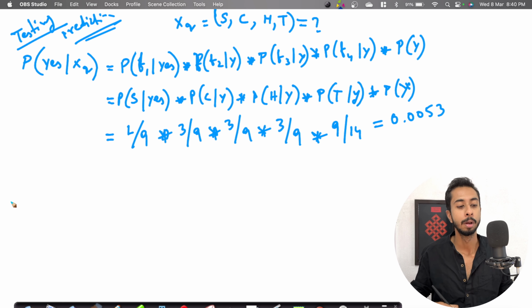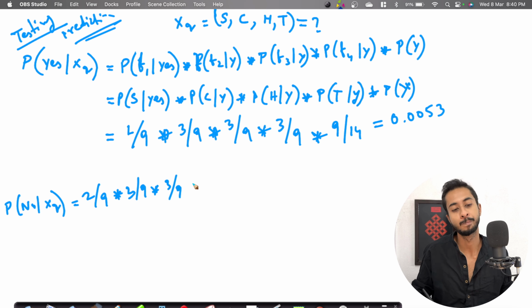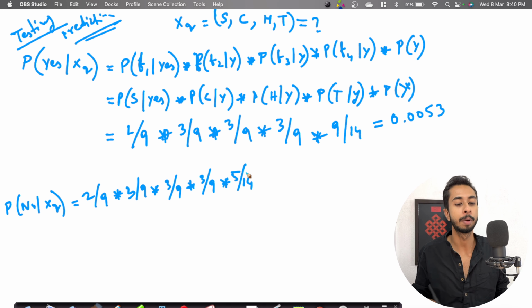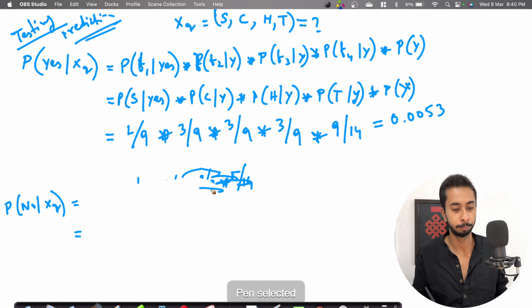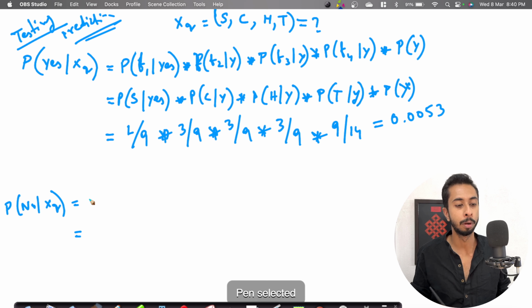0.0053. In the same way, you need to find out probability of no given the same query point. It will be 2 by 9 multiplied by 3 by 9 multiplied by 3 by 9 multiplied by 3 by 9 multiplied by 5 by 14. That is the difference, because probability of no is 5 by 14. Oh sorry, I'm very sorry, this is not what it should be. Just a second. Probability of no is different actually.